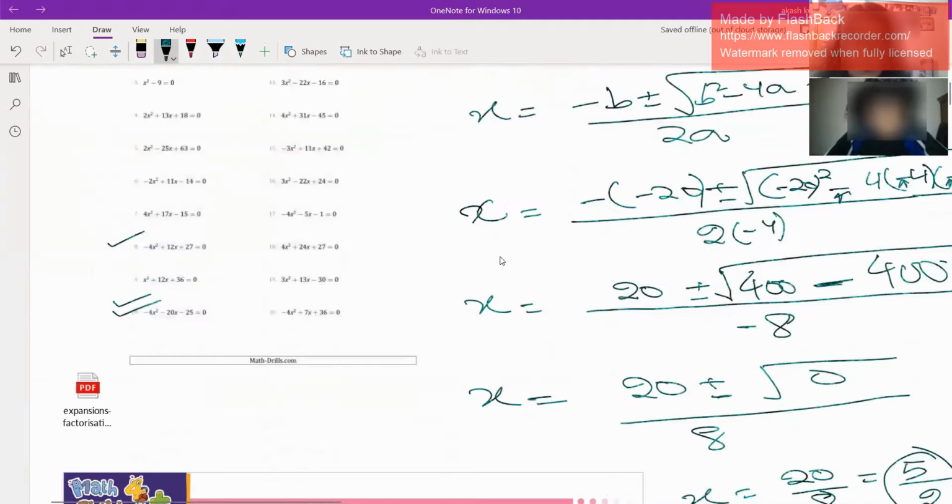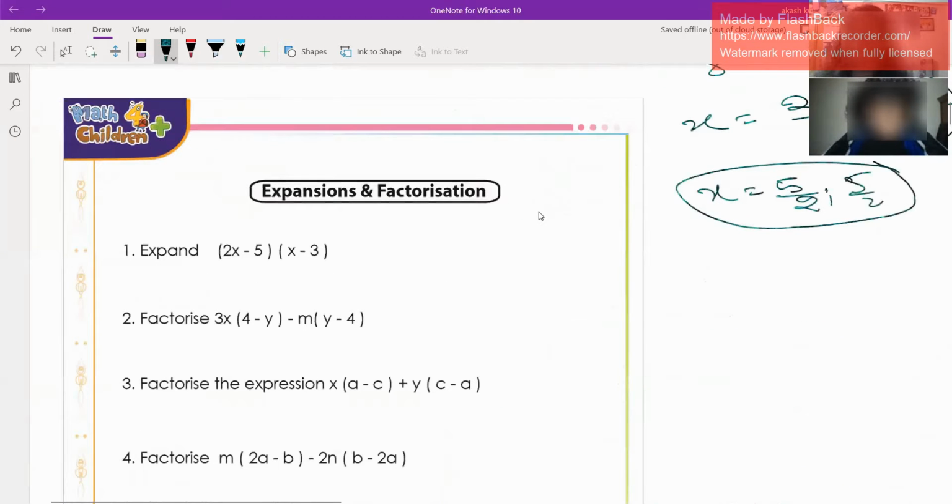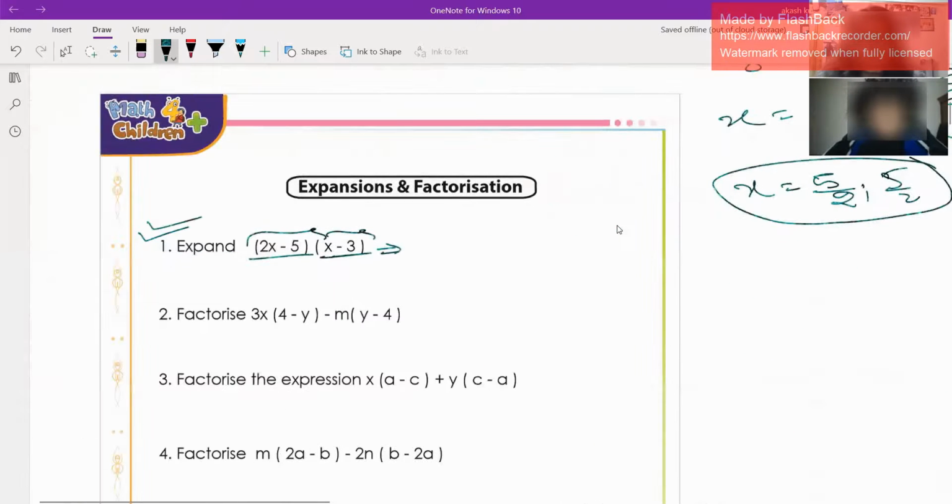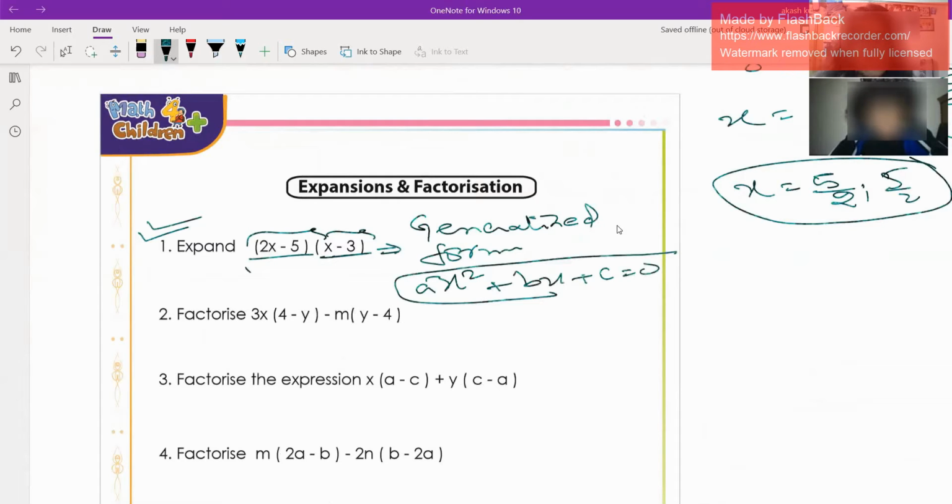So moving to expansion and factorization. Okay. So there are some rules. If we are given these two terms and asked to expand them, it means we have to write them in the generalized form, right? Generalized form means in this form: ax square plus bx plus c equals 0. We have to write our expression into this generalized form.